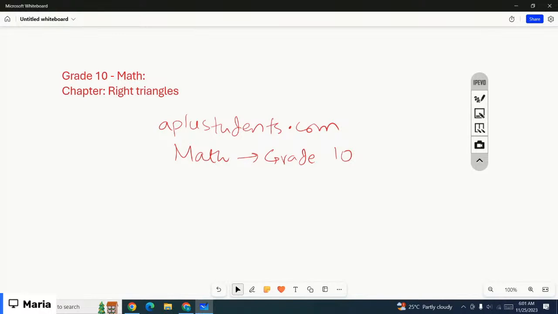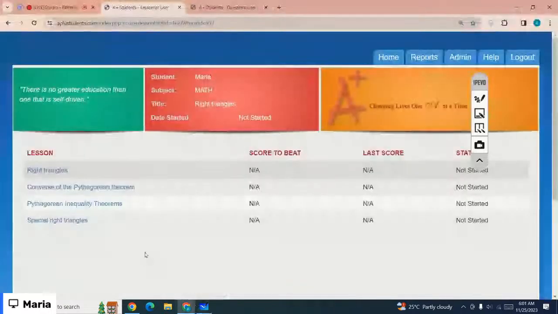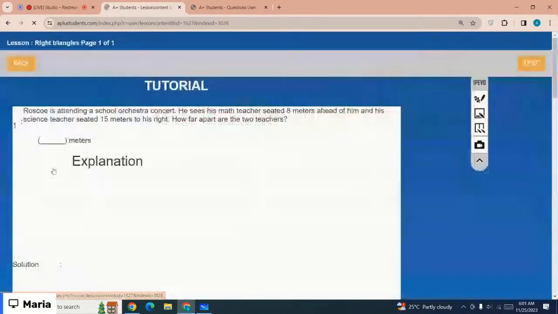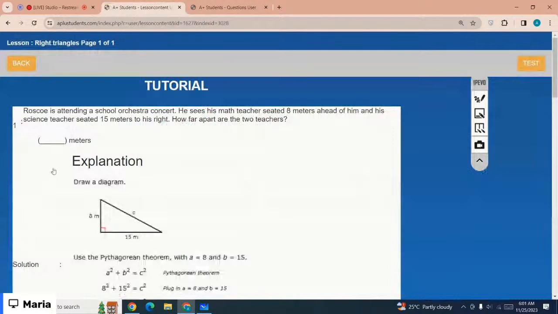There you can find the list of the chapters. We're going to start with the chapter right triangles. So let's just start with the first lesson, that is right triangles, right? Right triangles are the ones that have one angle equal to 90 degrees, right?